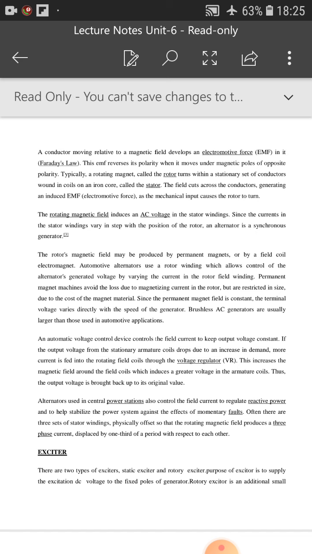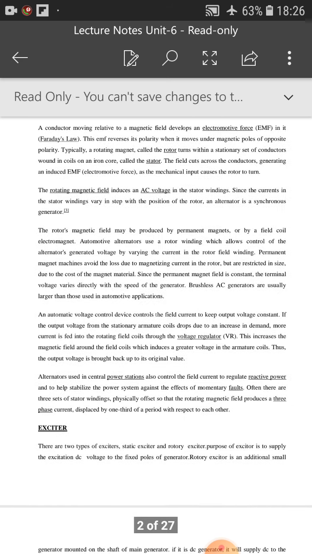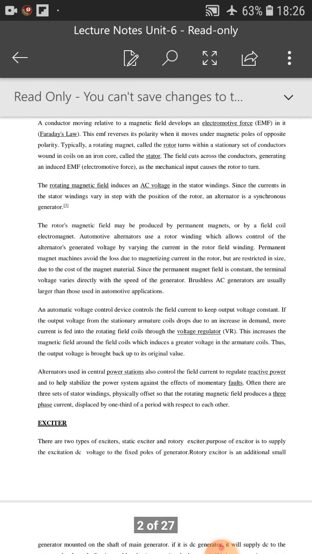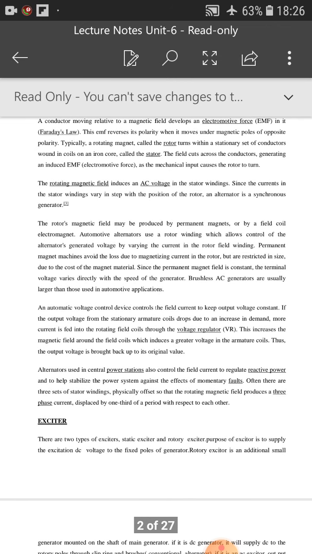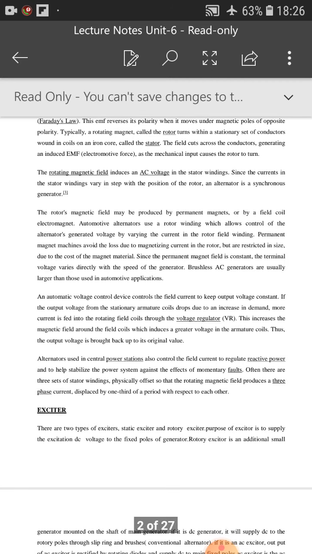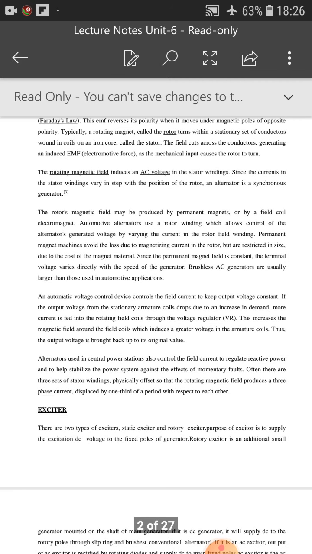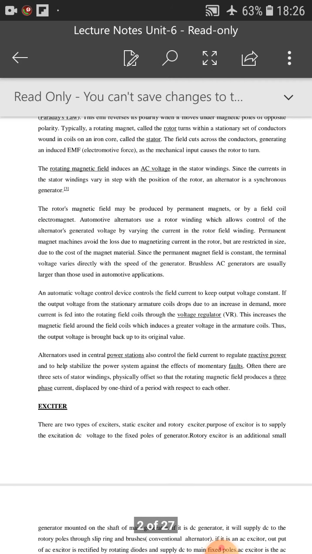Alternators used in central power stations also control the field current to regulate reactive power and help stabilize the power system against the effect of momentary faults. Often there are three sets of stator windings physically offset so that the rotating magnetic field produces a three-phase current displaced by one third of a period with respect to each other.